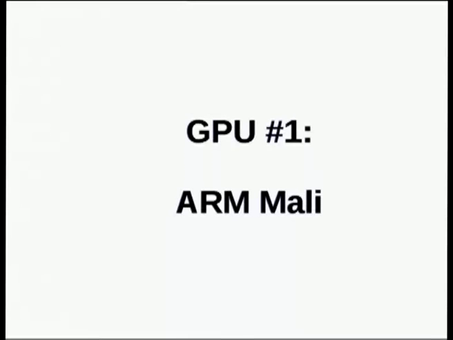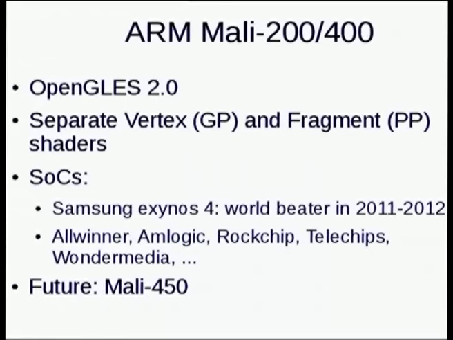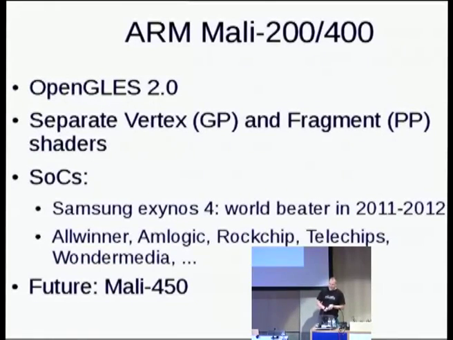So the Mali. The Mali was indeed a world beater in 2011, 2012. It's pretty much been everywhere in the last few months. It's a standard OpenGLES 1, OpenGLES 2 chip. It has separate shaders, and I'll talk about the insanity. And Connor, one of the guys reverse engineering the shaders for the Mali, will talk about the insanity of the vertex shader in a bit in his own talk.